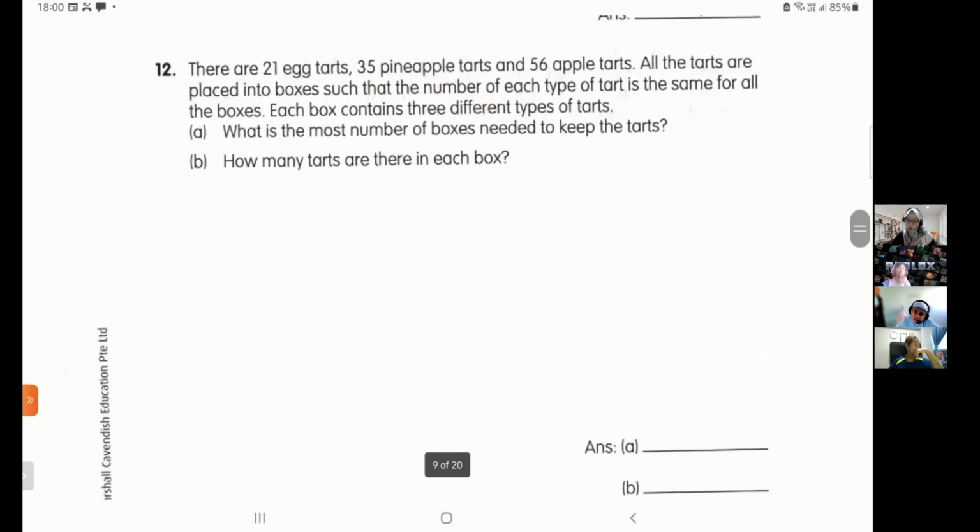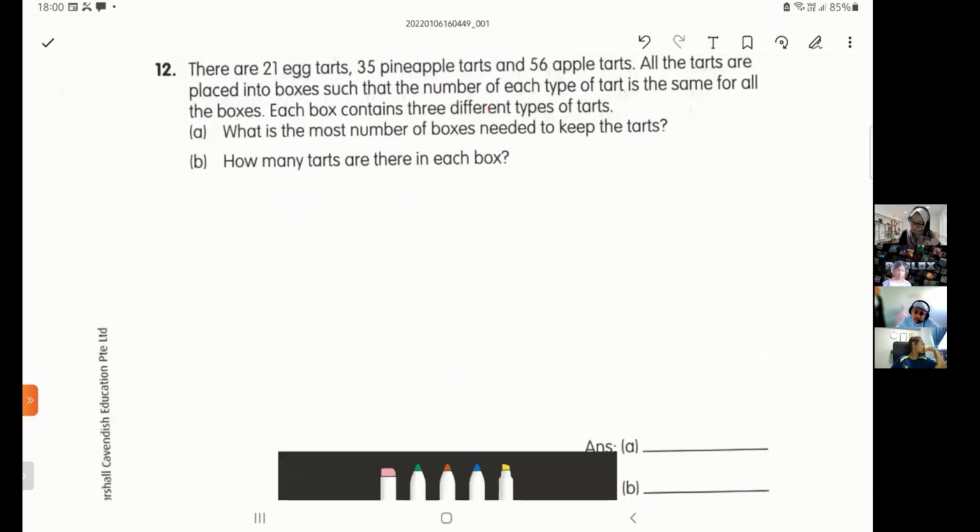Common factors question. There are 21 egg tarts, 35 pineapple tarts, and 56 apple tarts. All the tarts are placed into boxes such that the number of each type of tart is the same for all the boxes. Keyword is this one, same. Each box contains 3 different types of tarts. What is the most number of boxes needed to keep the tarts? How many tarts are there in each box?